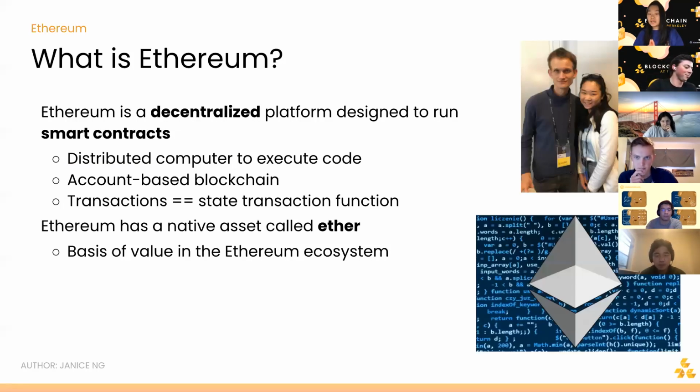So what is Ethereum? On its website, it says Ethereum is a decentralized platform designed to run smart contracts. So basically, it's a distributed computer spread amongst a multitude of nodes across the world that executes code that people feed into it. And because of this specific architecture, it can run many applications. And the execution of transactions basically brings us from a previous state to a new state. And that's called a state transition function.